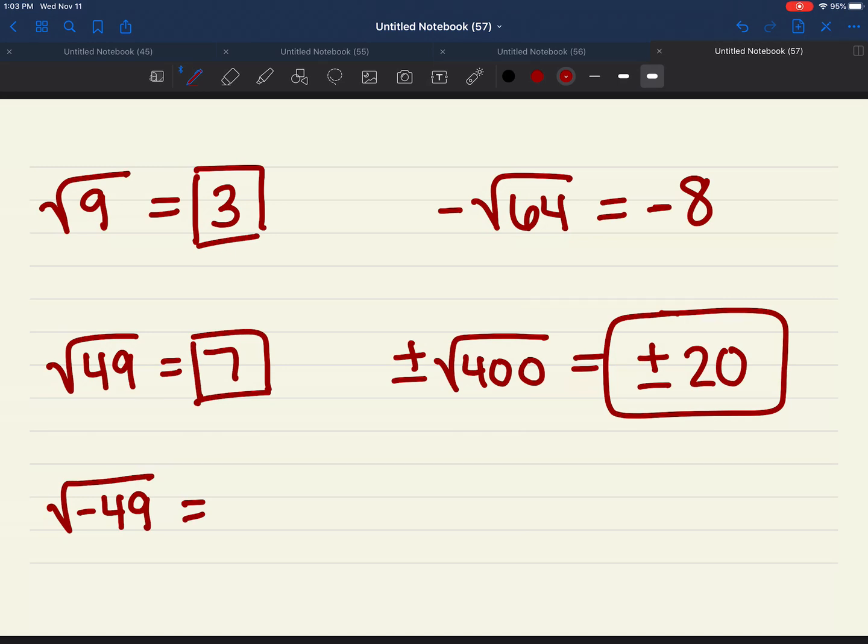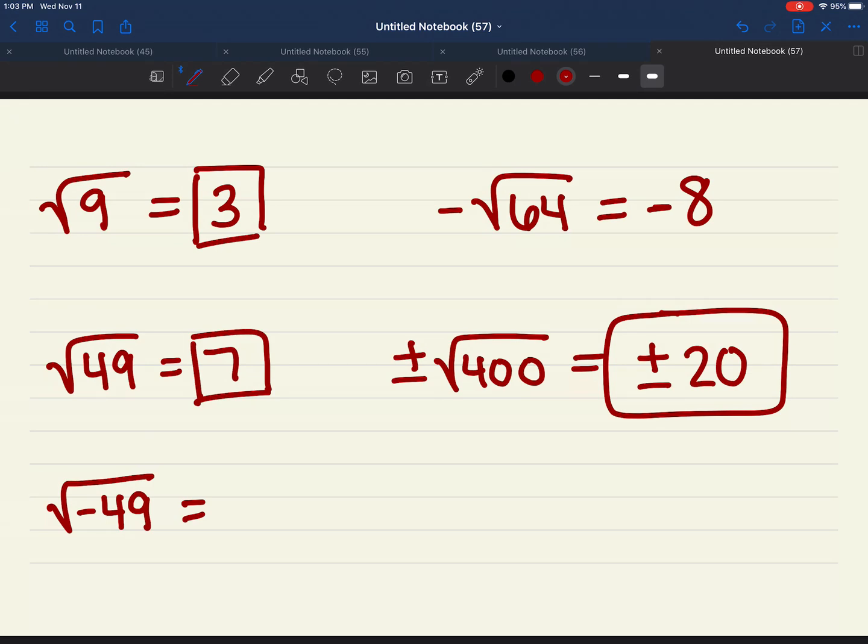Okay, what about this one? The square root of negative 49. What number times itself is negative 49? Okay, somebody, listen, hold on, stay with me. Somebody said negative 7. What's negative 7 times negative 7? Positive 49. So, can anybody tell me what happens when I have a negative underneath? It becomes positive. What happens when you type this in your calculator?